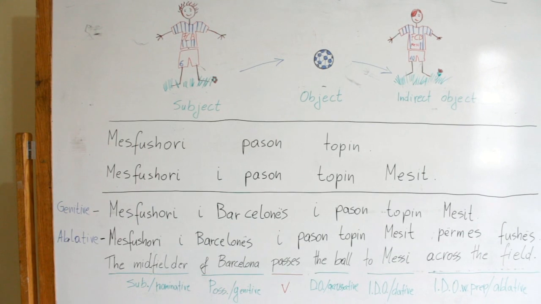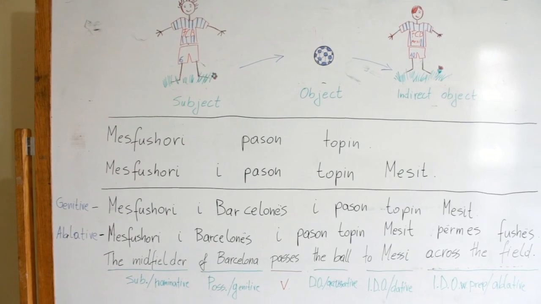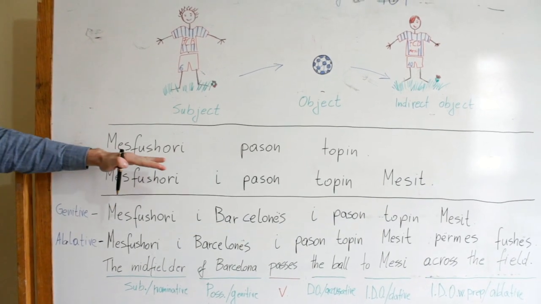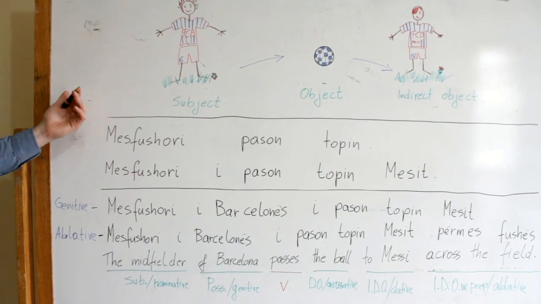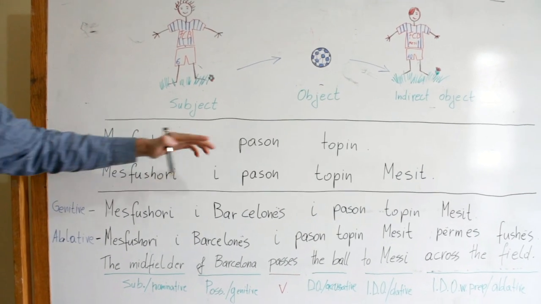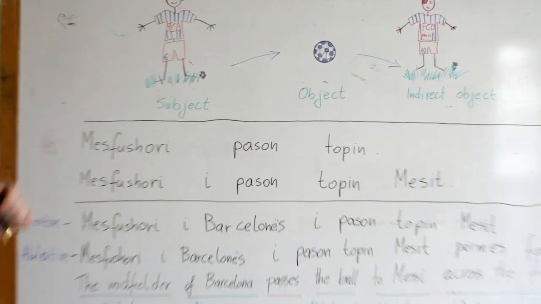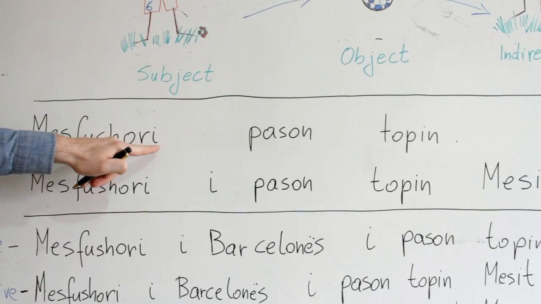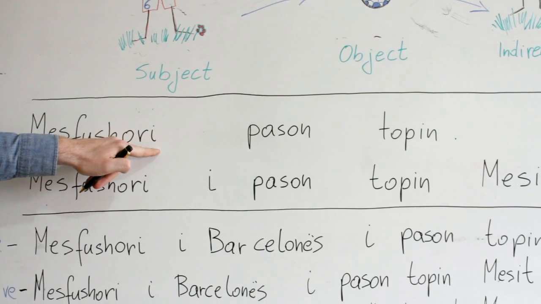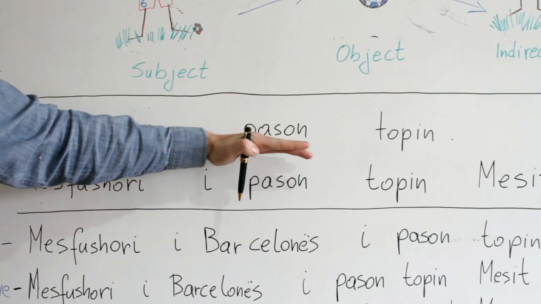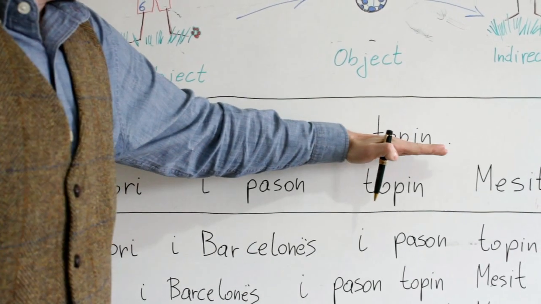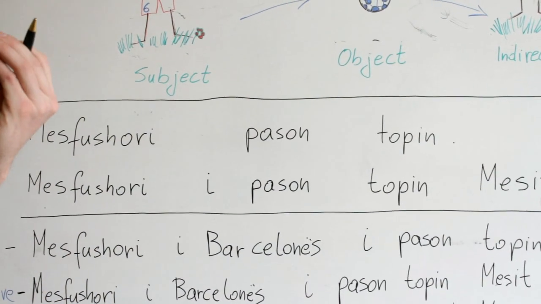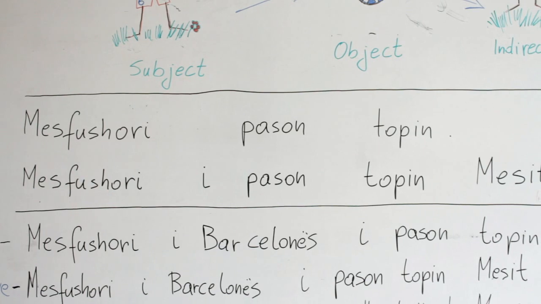As you may or may not be able to infer, we have taken this idea and constructed an Albanian sentence out of it. So you can see here, mesfushori means midfielder, our subject. The mesfushori is doing the action of passing, pason, the ball, topin. So we have mesfushori here, our subject with the -i ending, subject definite, our verb, 3rd person singular, simple present, and our object with the -in ending, meaning that it is receiving the action of the kick, the pass.